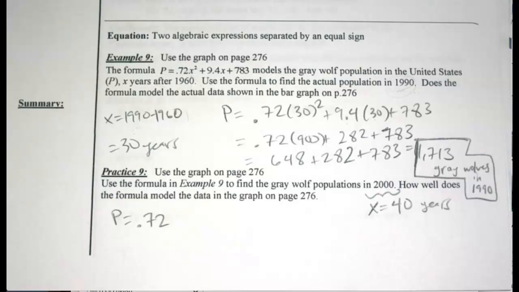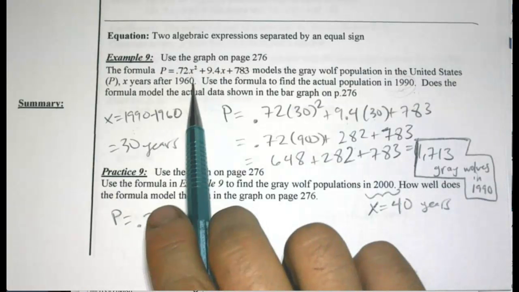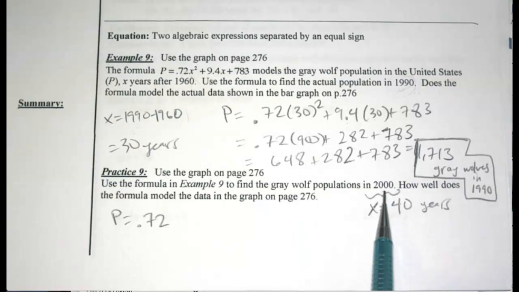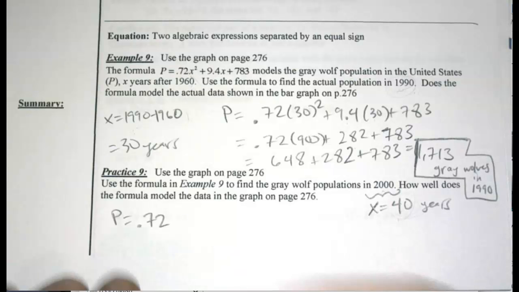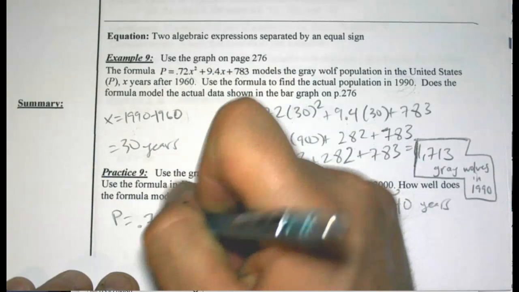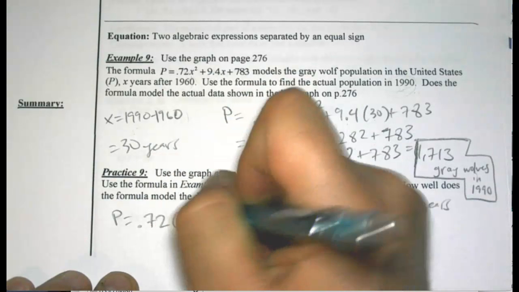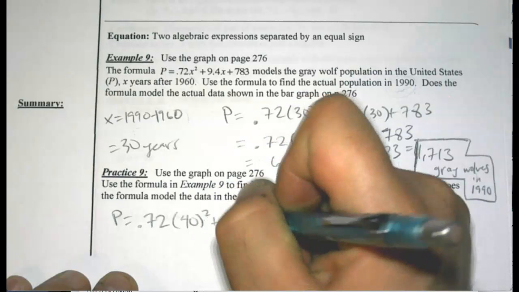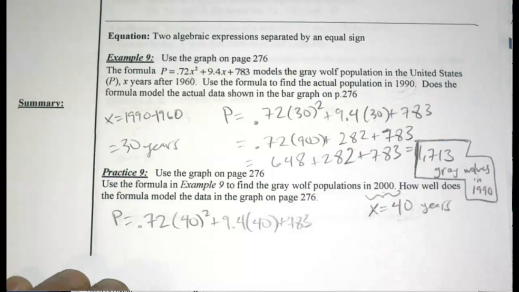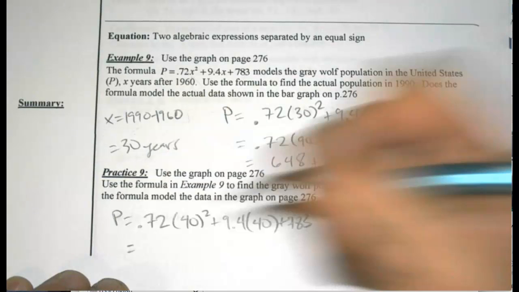This last one, it's asking about the gray wolf population again, so it is going to be the same formula. This formula again. So I already figured out here that the gray wolf population in 2000 would be 40 years after 1960, so X is 40. Let me go ahead and plug that into, again, that same equation, the gray wolf modeling population. So 0.72 times 40 squared plus 9.4 times 40 plus 783. So again, I'm just plugging in and calculating here, guys.